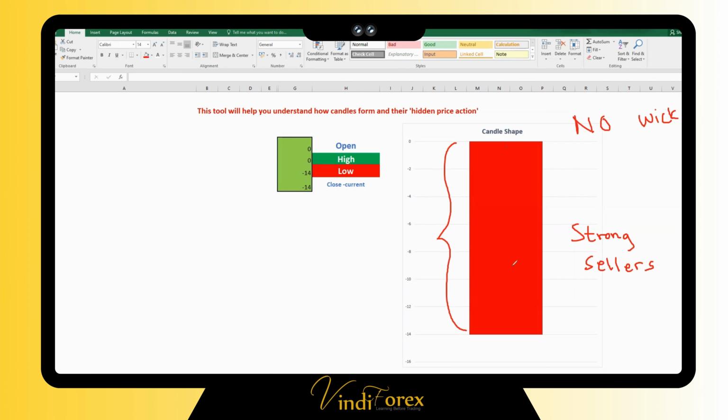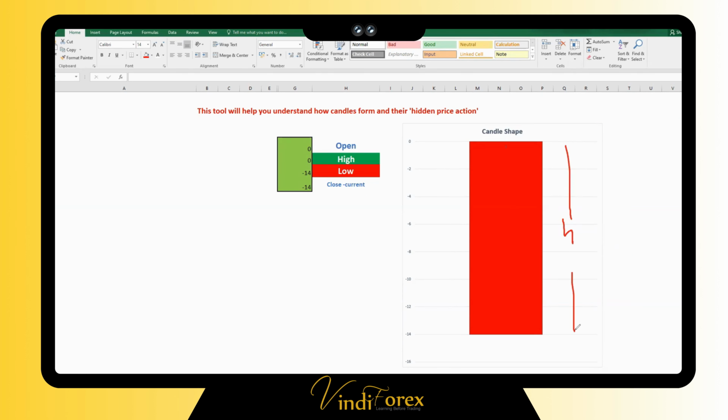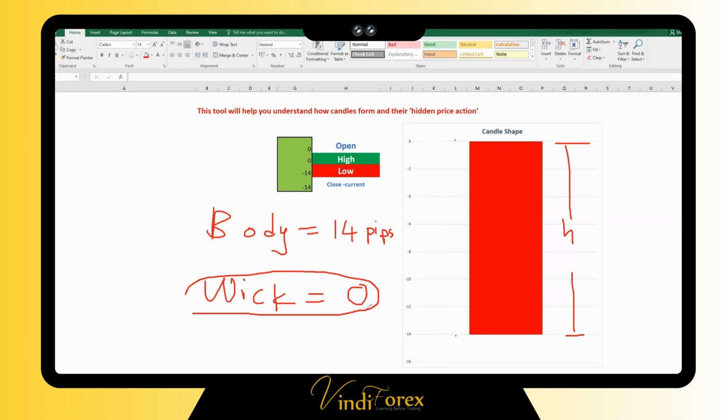Now, remember the question of the height? Let's go back to that one of the height, where we're saying this is H, the entire height of this. How much is the body? How much is the wick? We need to look at that. You can see there's no wick here, so we're going to have 0 wick. How much of the body? It will be 0 to 14, so we'll have 14 pips. So meaning that this is no wick. We don't even have to think twice. That's a very strong candle, strong sellers right there.